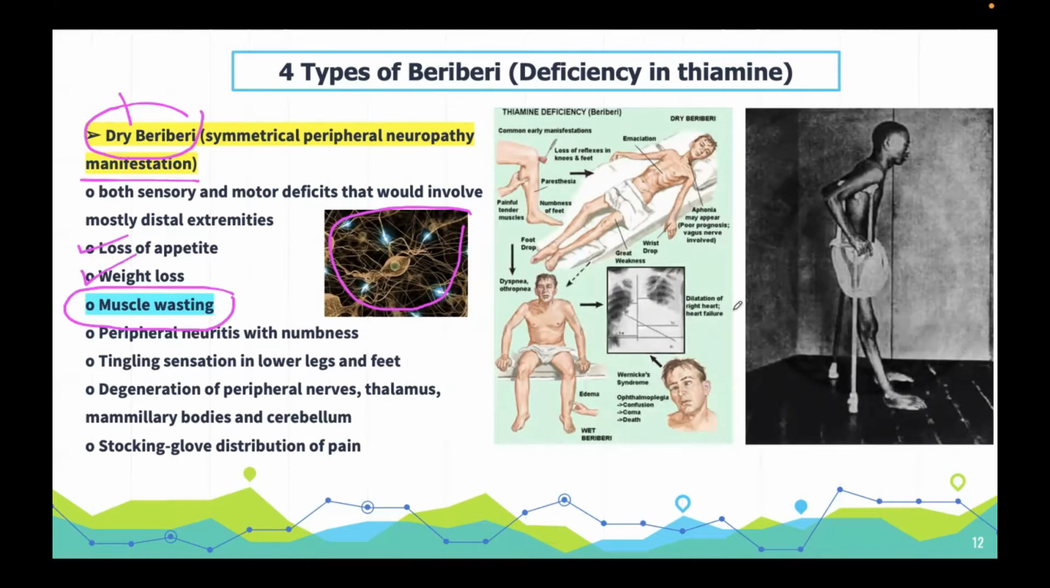Also, peripheral neuritis with numbness. They can experience tingling sensation in the lower legs and the feet. The degeneration of the peripheral nerves, thalamus, mammillary bodies, and cerebellum. And stocking glove distribution of the pain. So, mostly affected na po talaga yung mga sensory and motor deficits natin dyan. So, nagkakaroon na ng mga alteration sa mga impulses, nerve impulses to be particular.